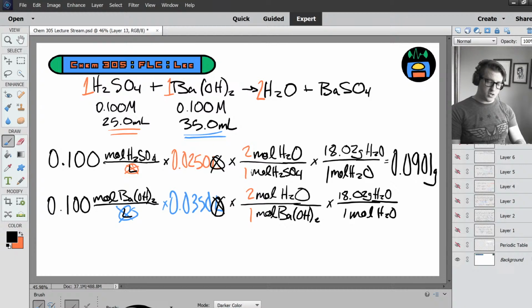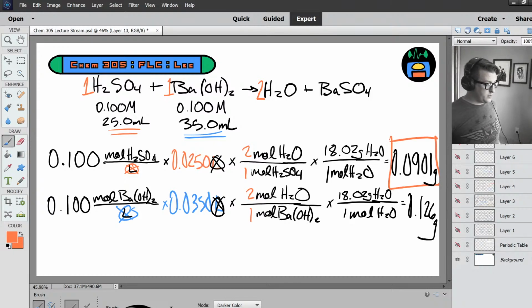All right, we can crunch our numbers here. 0.1 times 0.035 times 2 times 18.02 is 0.126 grams, and we got to roll with the lower one. So our theoretical yield of water is 0.091 grams.